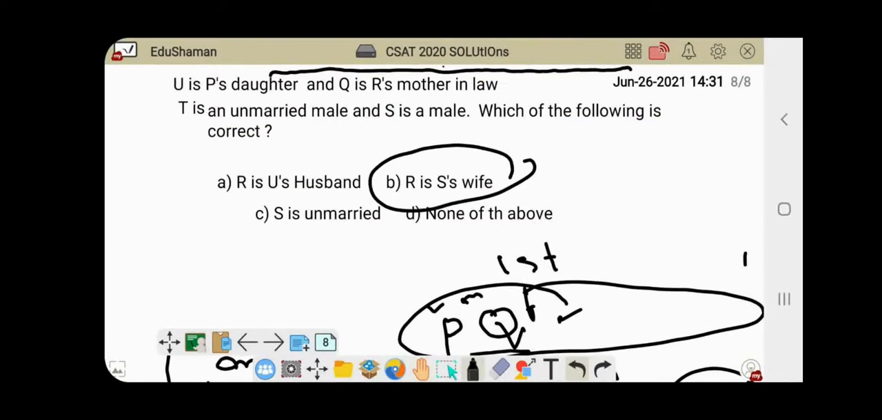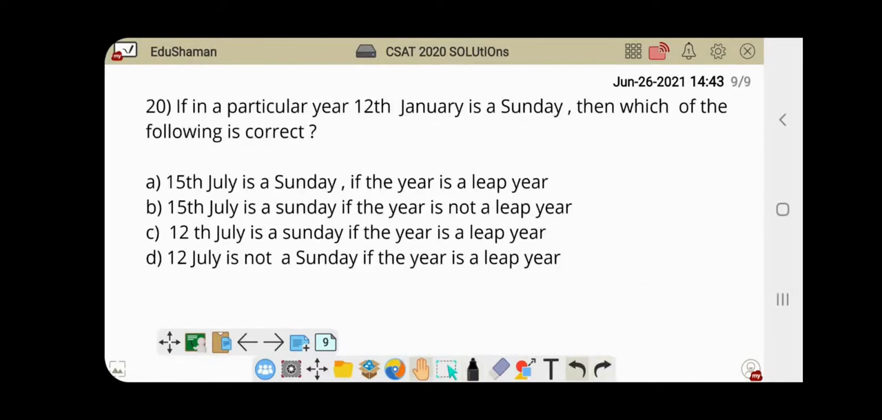See, these kinds of questions, sometimes it can take a lot of time. It can consume hours together. So it's better to avoid it if you're not comfortable with it. And then you can solve it at a later part. So let's go to the next question. Let's go to the 20th question.